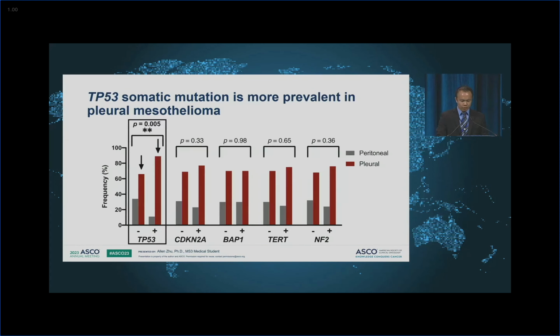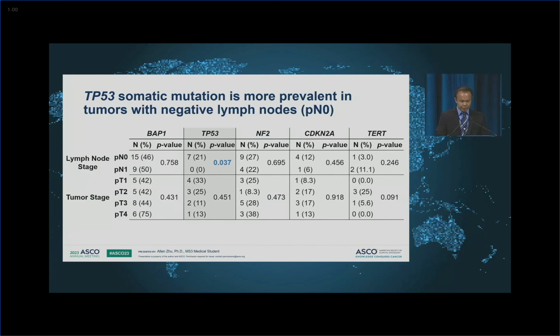We next wondered if genetic mutations were more likely to be found in a particular site of disease. TP53 somatic mutations are found to be more prevalent in pleural than peritoneal mesothelioma. We also examined how mutations relate to tumor and lymph node staging. Mutations in TP53 were more prevalent in the PN0 lymph node stage, meaning no metastasis.